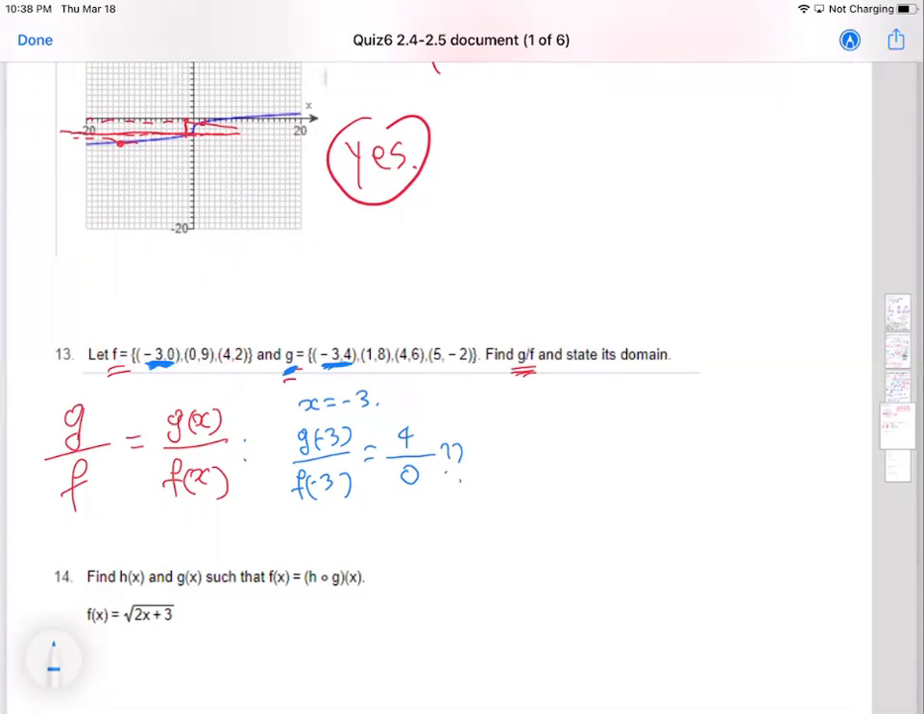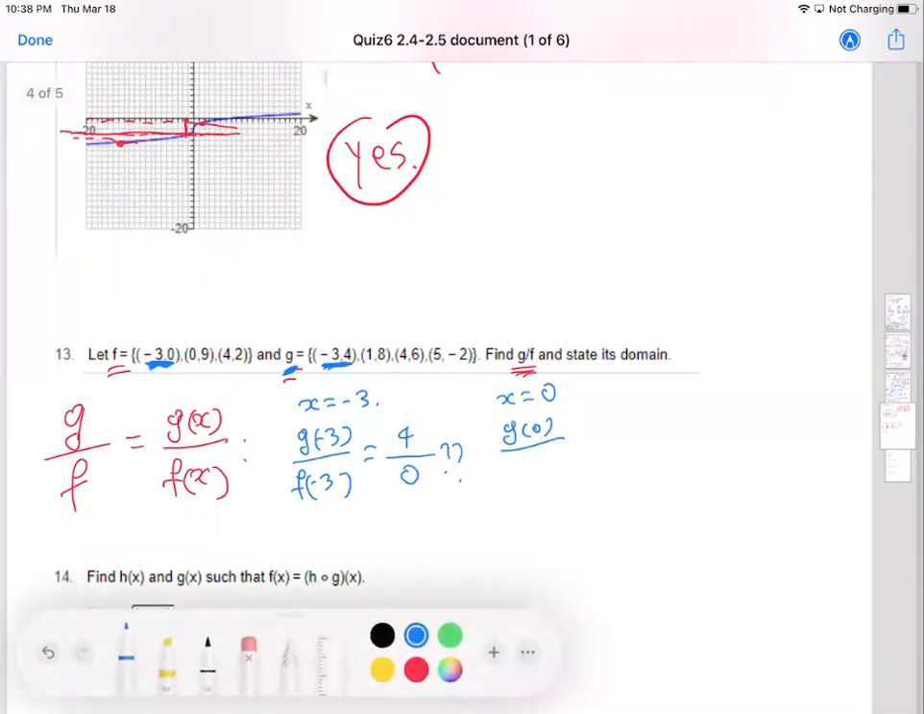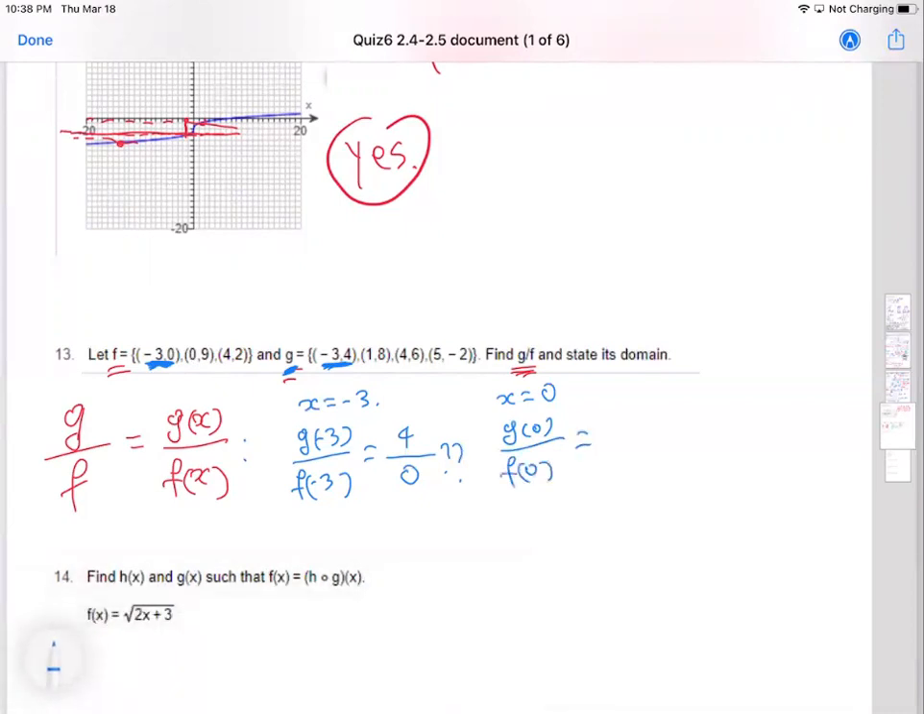Then we're going to take x equals 0. Let's take g of 0 divided by f of 0. You know where I'm heading. I'm going to check each of them. G of 0 does not exist because there is no ordered pair that will have x to be 0. There is no 0 on the axis for g. So this does not exist. X equals 4.